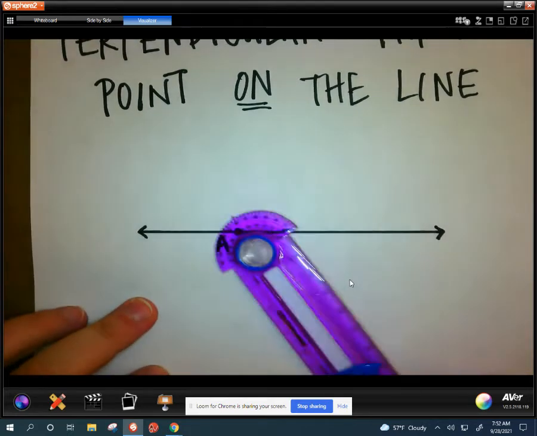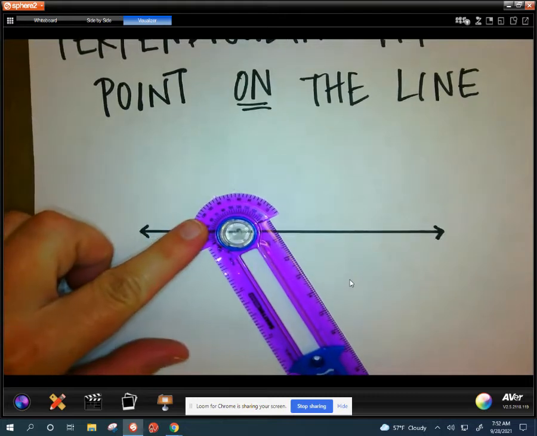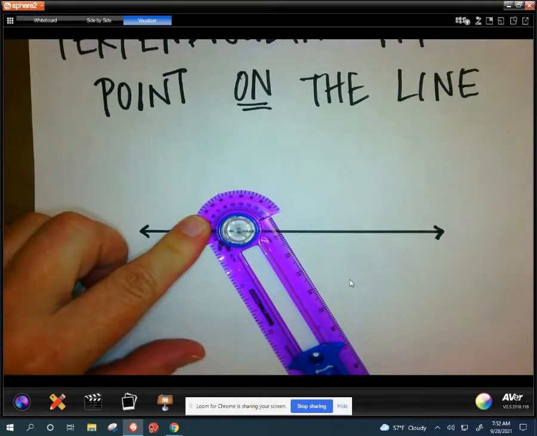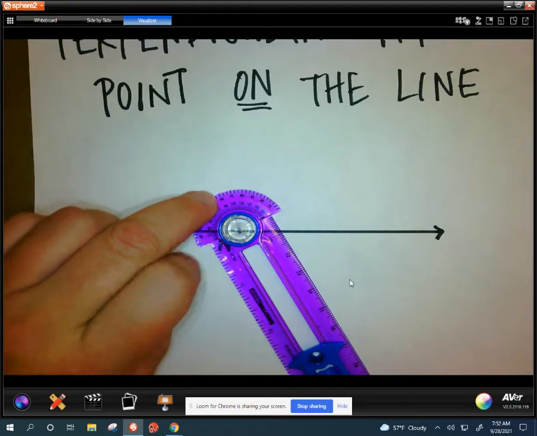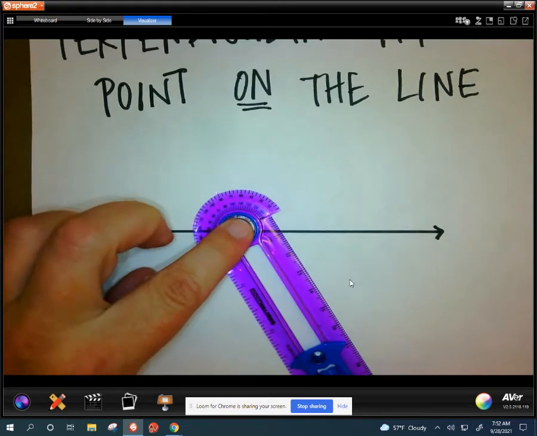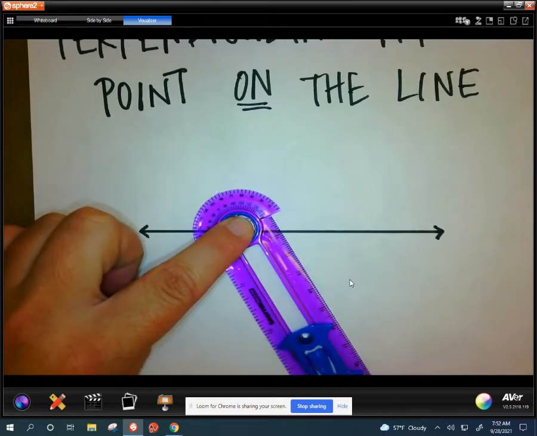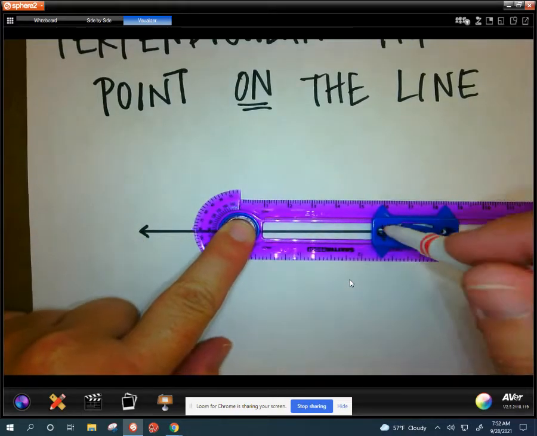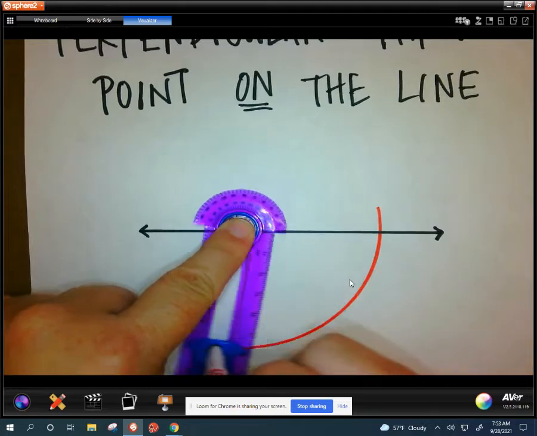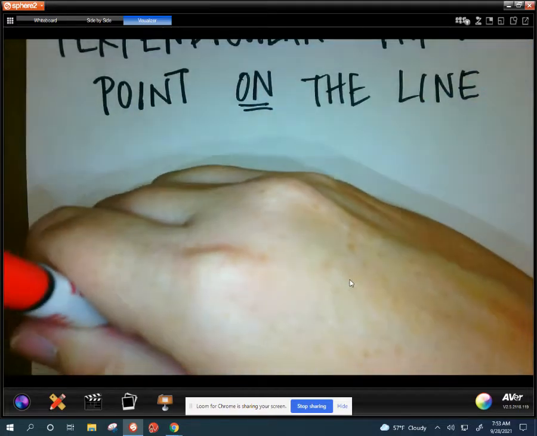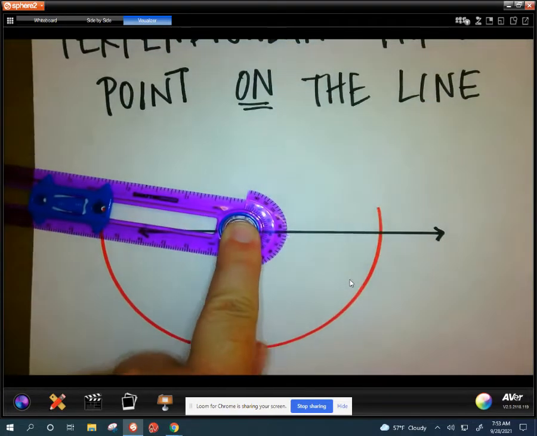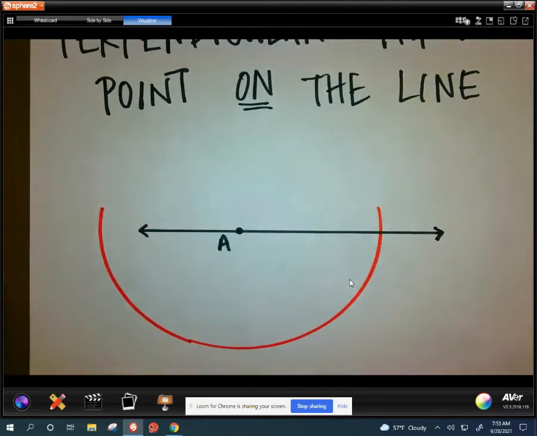We put our center on A, and then you need to swing an arc. You don't want it to be too small and you don't want it to be too big. So I'm just going to pick an arc length and I am going to essentially make this smiley face. So this is where you might have to kind of do one of these and go around. Now I'm going to lift up and show you what I have.